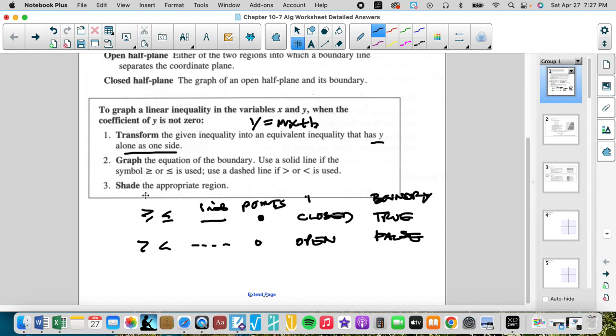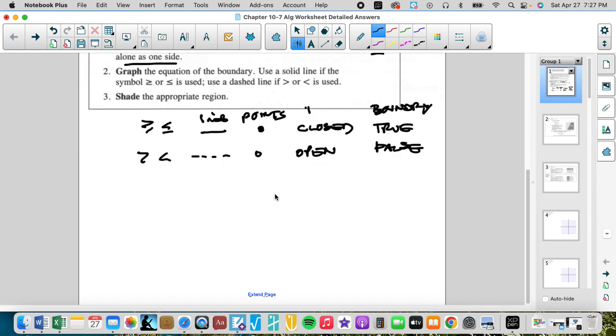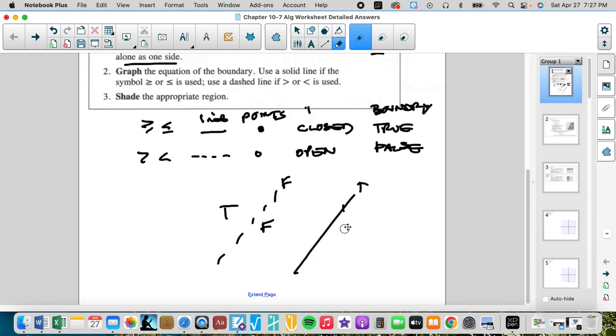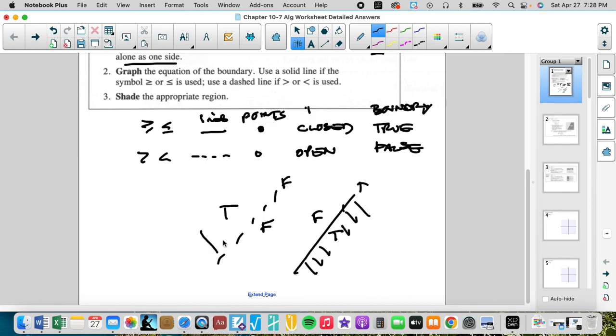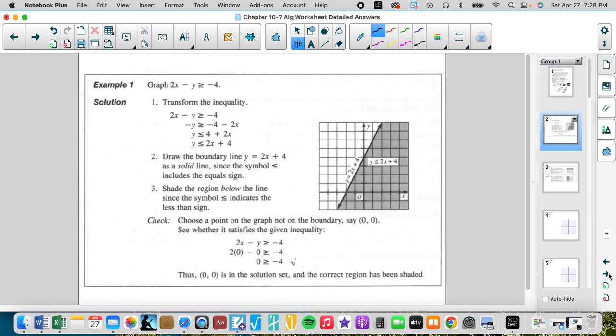And then there's shading. Whether the boundary is dotted or solid, this is true, this is false, and then there will be a true and a false side. If this side is true, the other side will be false, and if it's the other way around, the same holds. We're always going to shade the true side. Okay, so that's a little preface.